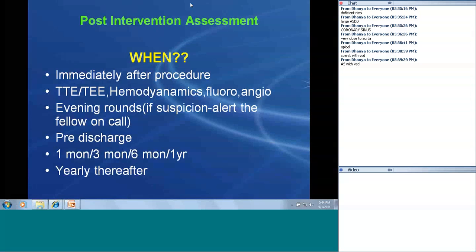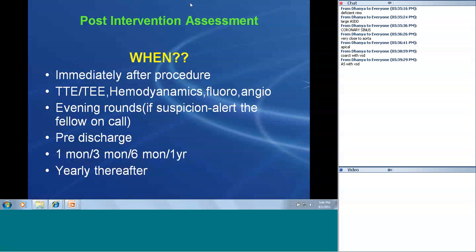In the evening rounds, if there is any suspicion in the cath lab, please alert the fellow on call that there is a problem anticipated. Like if you have put a large ASD device and then you are slightly worried, then you should alert the fellow to please have a look at the device at least twice or thrice when you are on night call. Because sometimes people have seen devices getting embolized without any external sign of it till the next morning when echo has been checked.